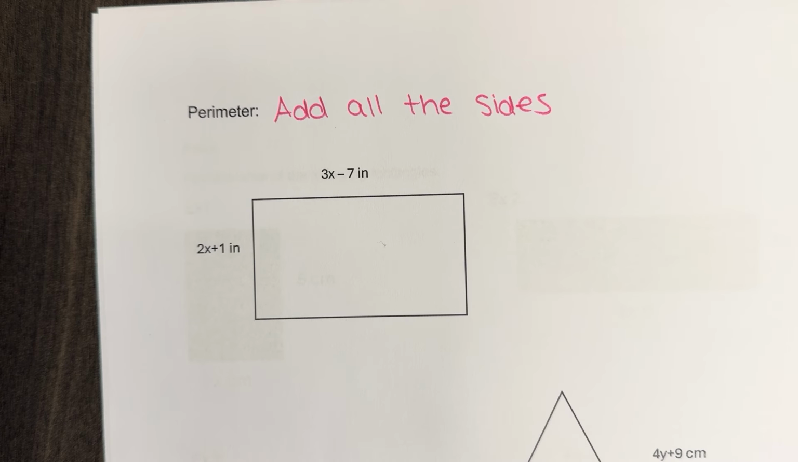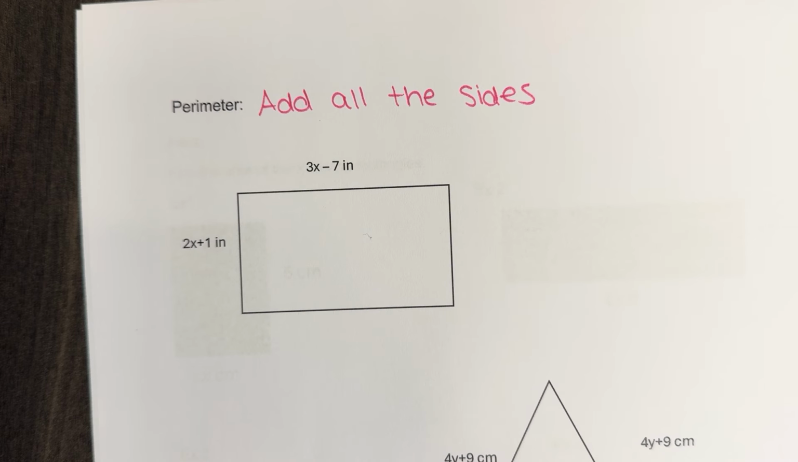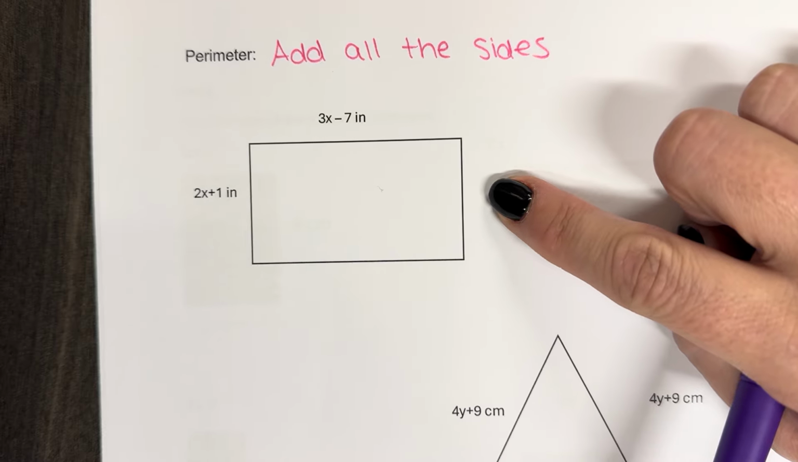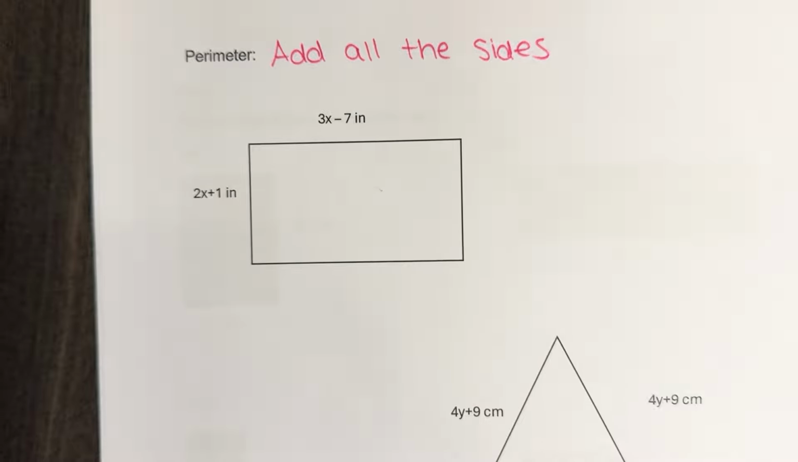Right? So if it's a triangle, we're adding all three sides. If it's a rectangle, we're adding all four sides, right? Whatever that is, we're adding them all together. So if we look at this first example, we have a rectangle. If we want to find the perimeter, we need to add up all four sides.